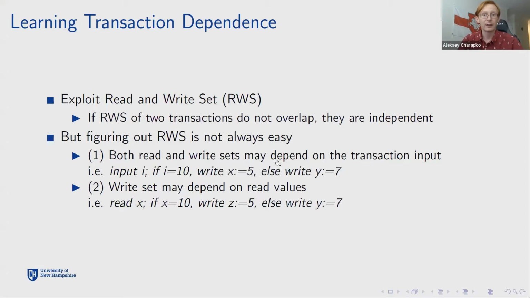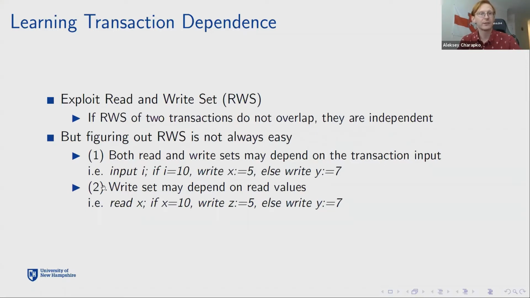Else, we write a different variable, so we write 7 to variable Y. This transaction only depends on the input given to it. It may be something in the code, something that the client that runs the transaction knows, and it uses this I to determine whether it's going to be X equals 5 or Y equals 7. So this is a more trivial example, but it still depends on some input that we need to understand to determine the read and write sets.